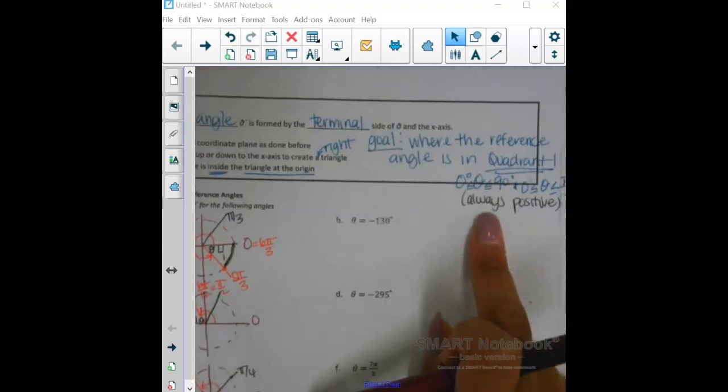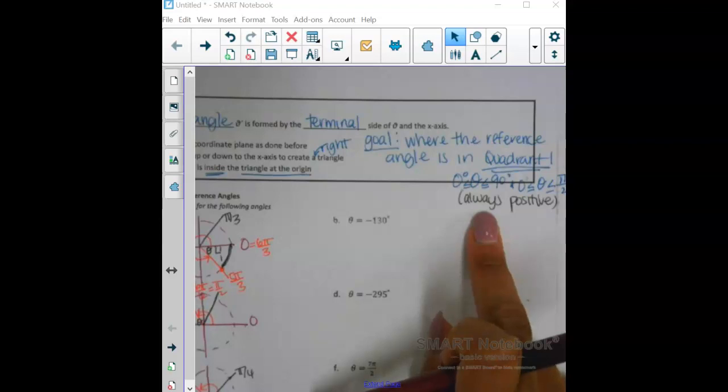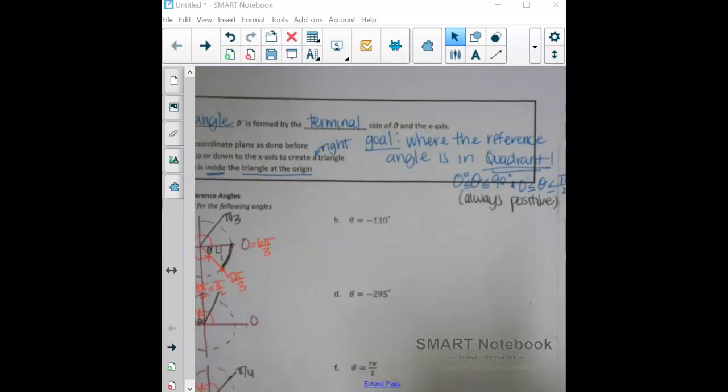Reference angles are always going to have to be positive. So make this note, guys: reference angles should always be positive. If you need to, put that and highlight it, go ahead. We're going to look at letter B, and then you guys are going to do D and F.